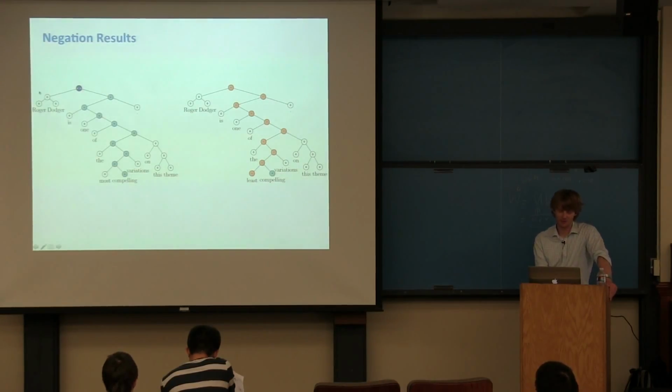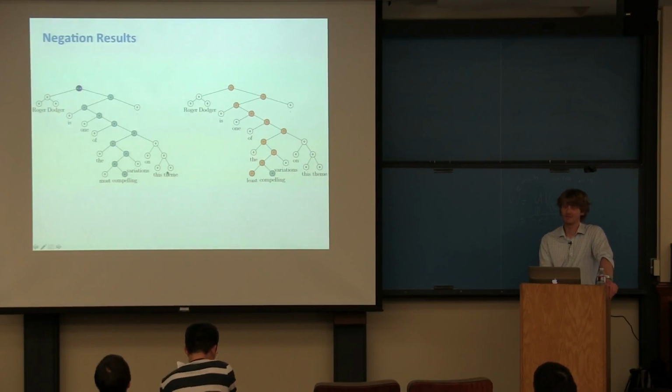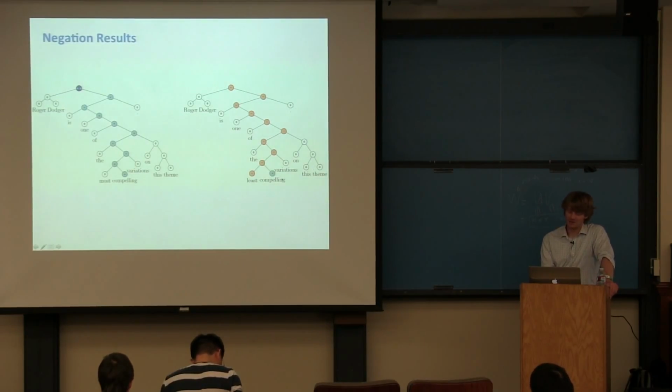So here we have "Roger Dodger is one of the most compelling variations on this theme," versus "Roger Dodger is one of the least compelling variations on this theme." And we really see here that the model captures that once you say it's least compelling, that is actually negating the compelling, and that goes all the way up the tree and becomes negative. And most compelling is very positive.